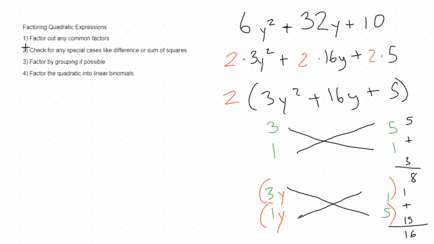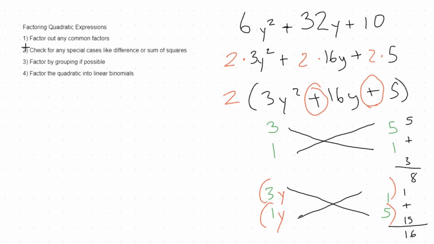Now, what about the signs? What I'm going to do is look at this sign. Because this last sign is a plus, that tells me that they are going to be the same sign. So they're either both positive or they're both negative. If it's a plus, that means they're the same sign. If it's a negative, that means they're opposite signs. So in this case, they're both going to be positive because this middle term is a positive.